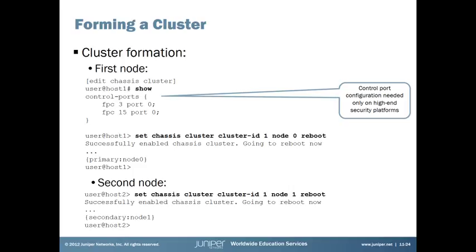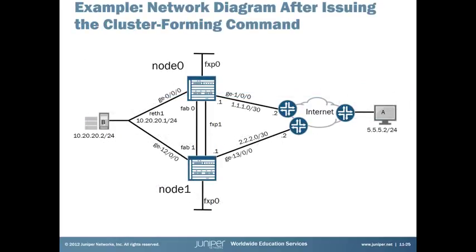On the host 1, we're going to take a look at the ports that we've got set up as our control ports, with our set chassis cluster ID 1, node 0 reboot, which is the primary, and the secondary is set chassis cluster ID 1, node 1. And then reboot will enable both of those clusters.